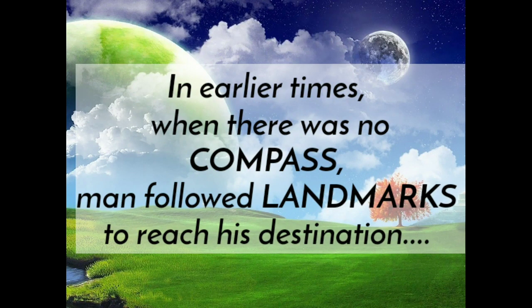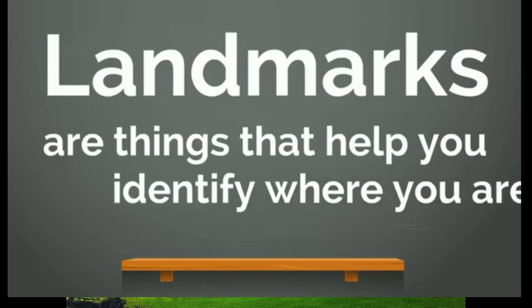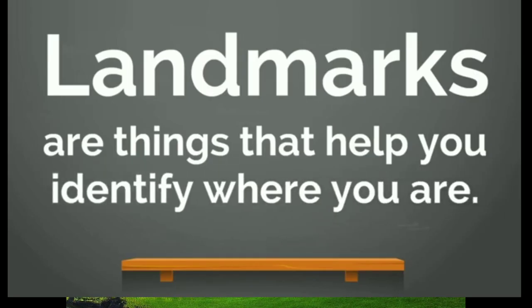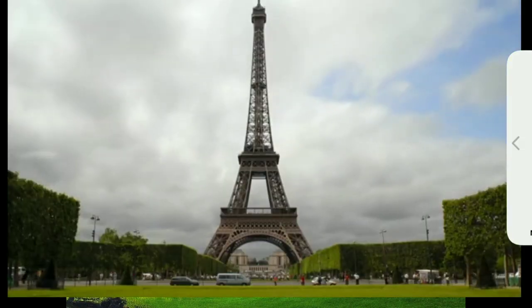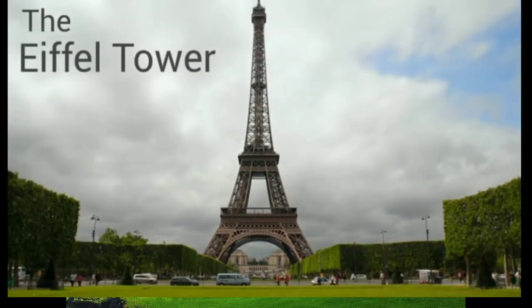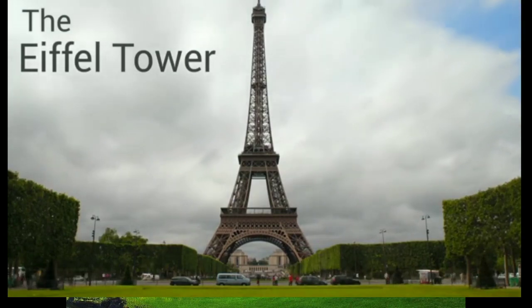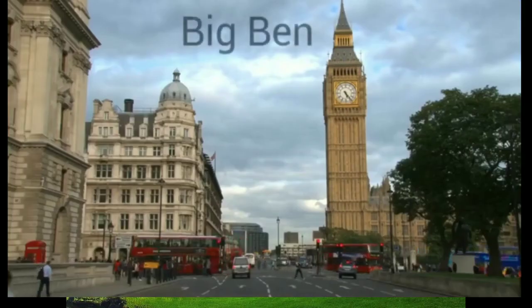Children, in earlier times, पुराने times में, when there was no compass, man followed landmarks to reach his destination. अब देखते हैं what are landmarks. Landmarks are the things that help you identify where you are. For example, the Eiffel Tower in Paris is an example of landmark.